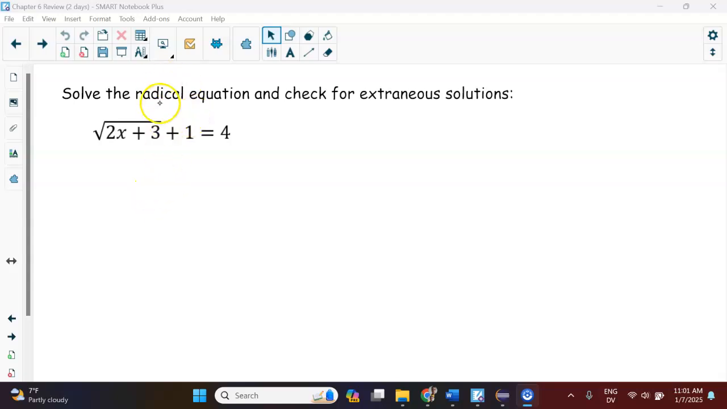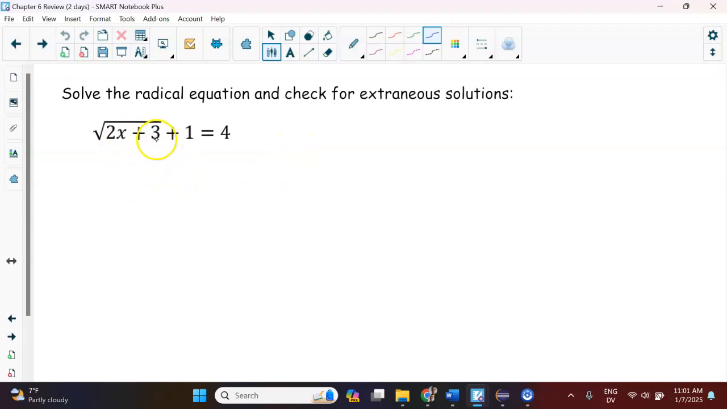All right, welcome to part 2 of the review of chapter 6. We're going to focus next on solving equations that have a radical in them. Again, I would encourage you to jot this down, pause the video, try it, and then come back and check to see if you got the same answer.